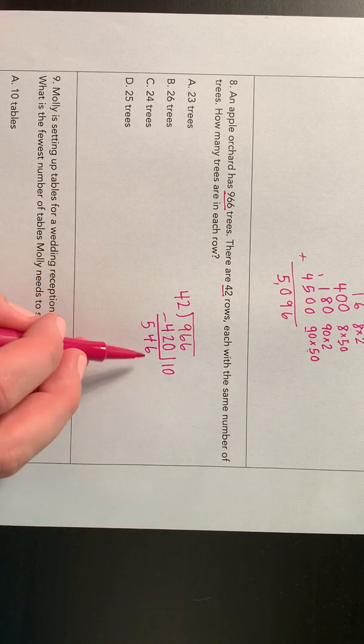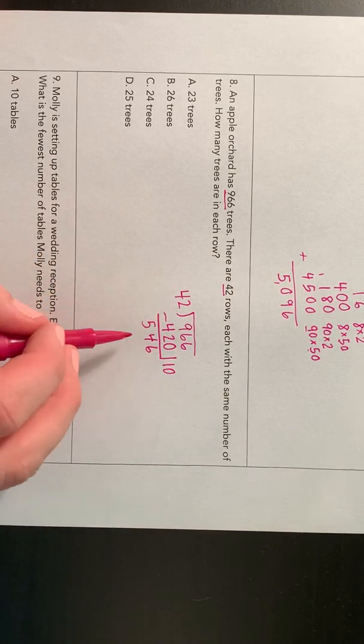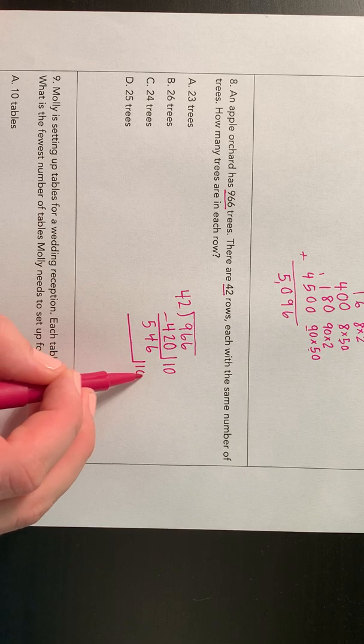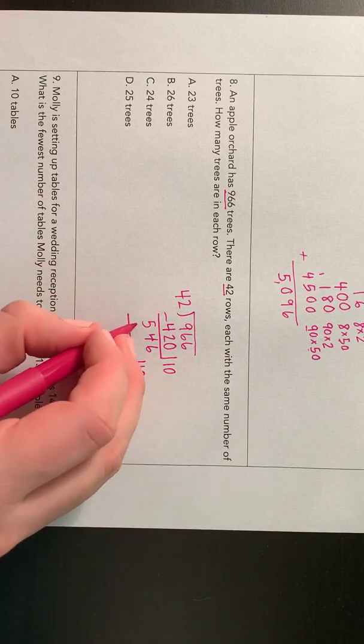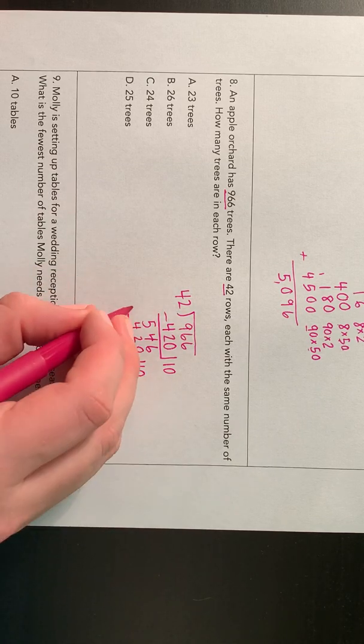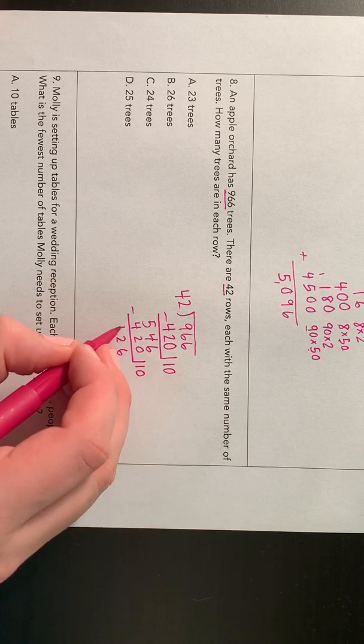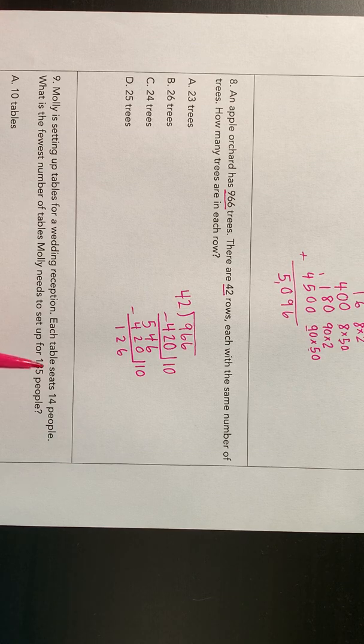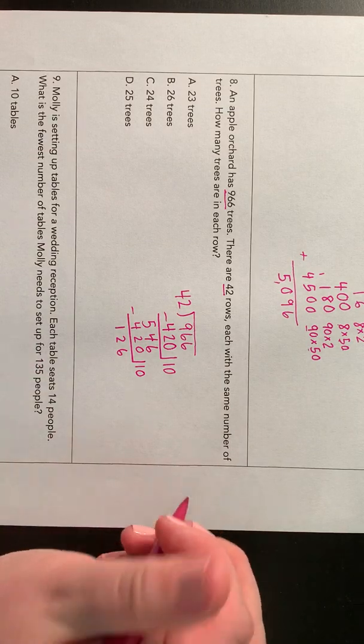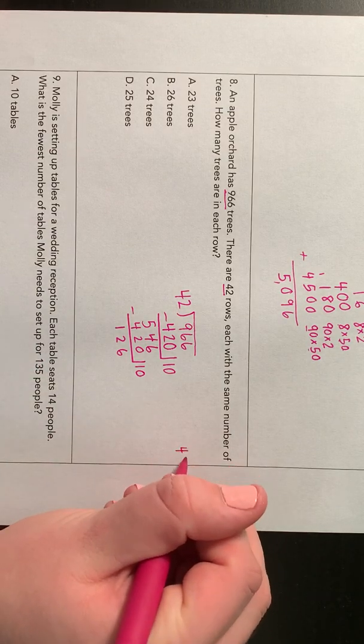So I can see here that I can actually fit 42 in another 10 times. So I'm going to put a 10 on the outside. 42 times 10 is 420. I'm going to subtract, and I get 126. So at this point, I know that 42 can't go into 126 another 10 times, but off to the side, I can do a little bit of trial and error math.